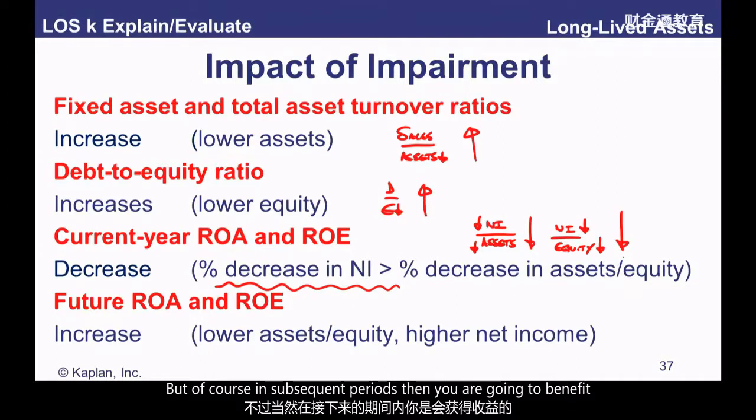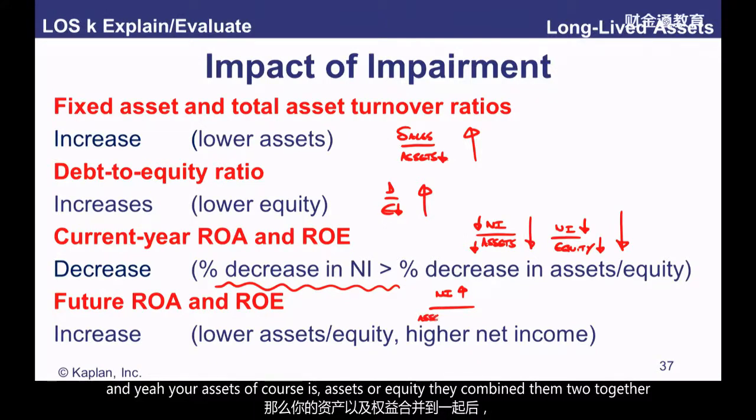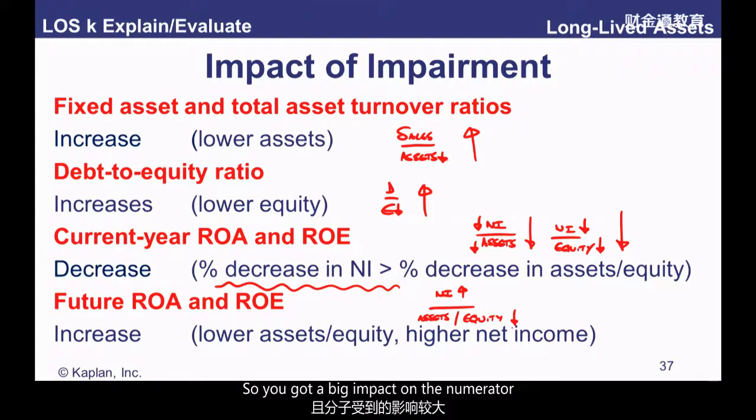But of course, in subsequent periods, you're going to benefit because your net income is going to be higher because there's less depreciation, and yet your assets or equity, I'm going to combine the two together, are essentially lower from the original impairment. So you've got a big impact on the numerator, and lower assets and equity, so ROA and ROE are higher in the future.